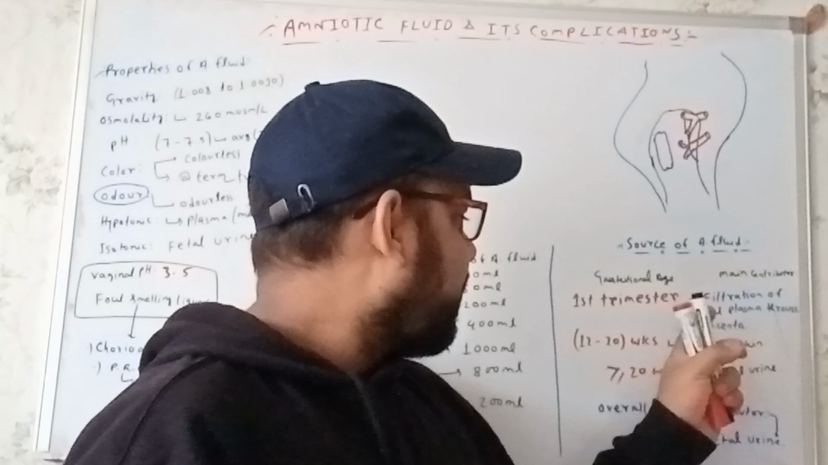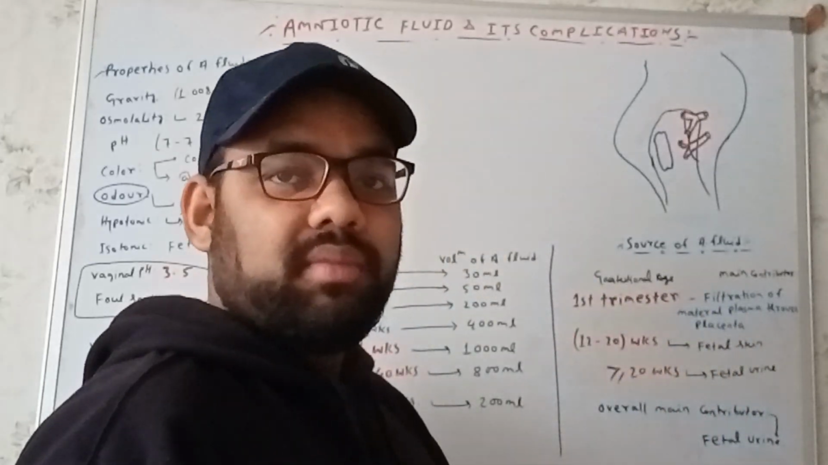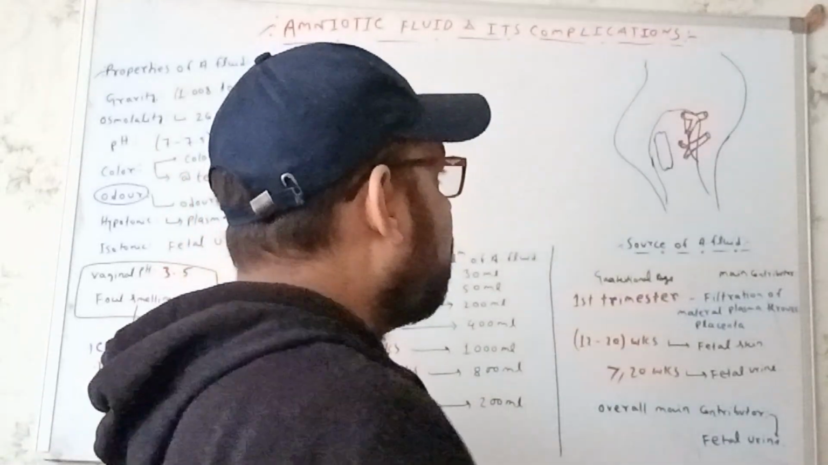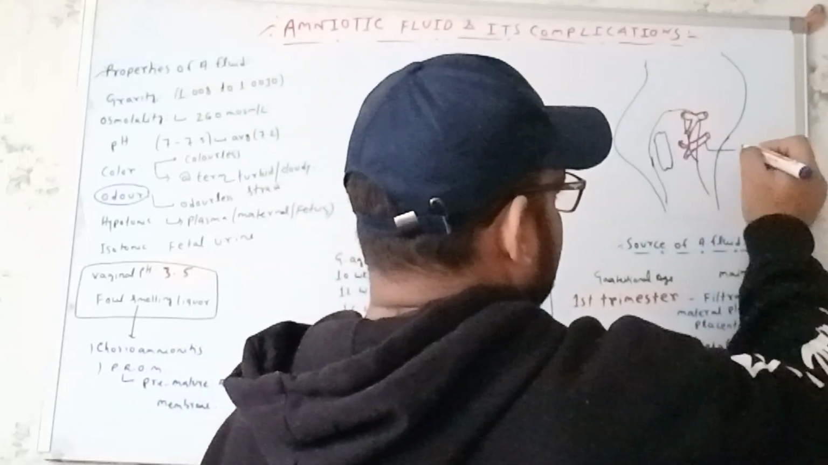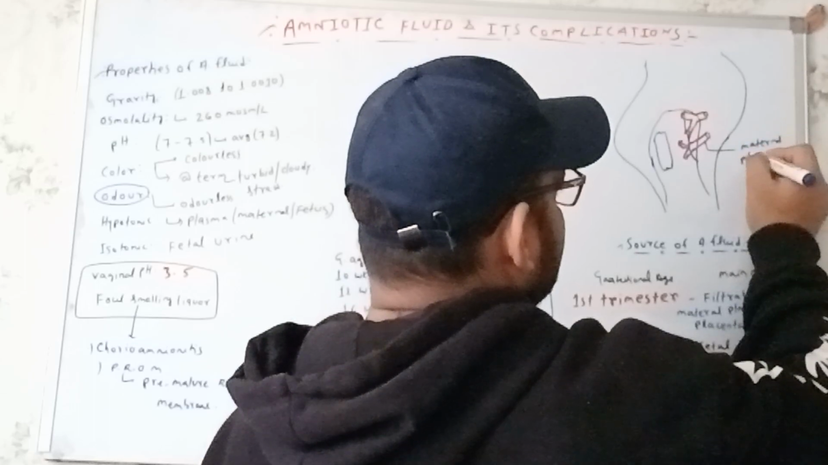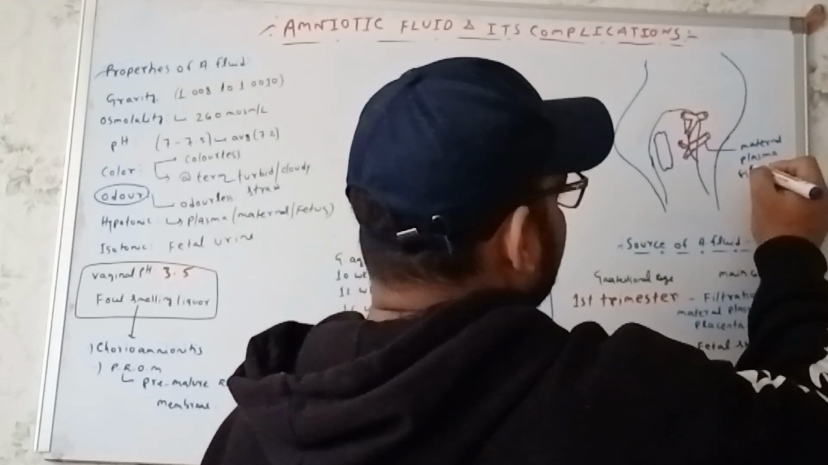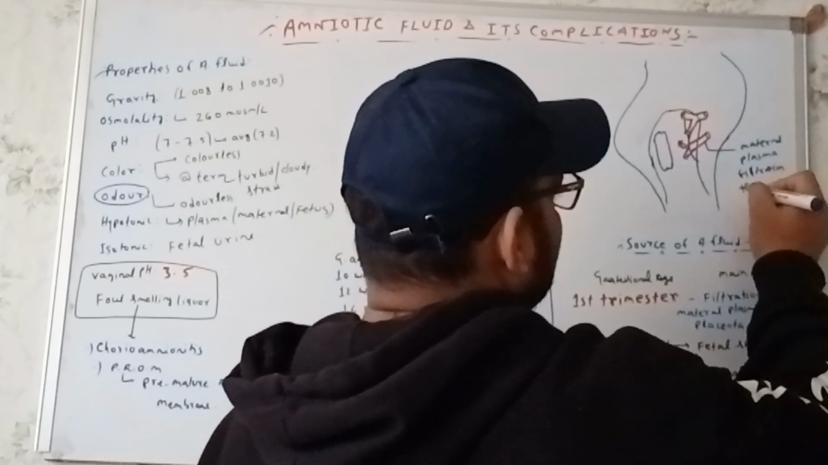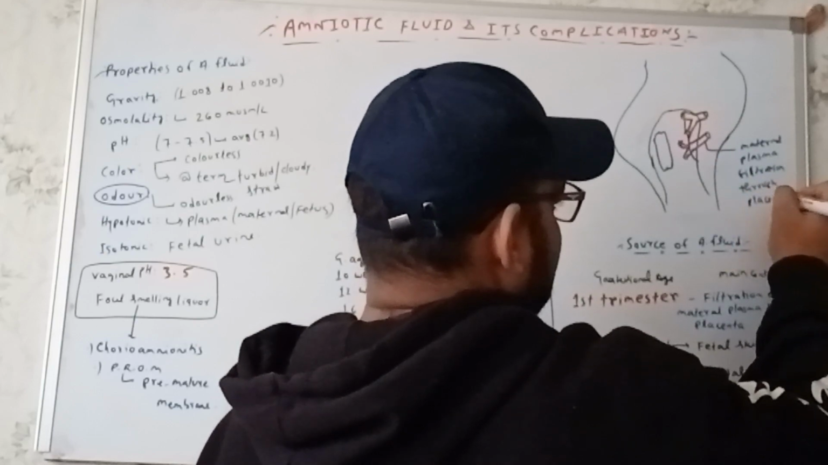So we can write it over here that in the first trimester, the amniotic fluid will be from the filtration of maternal plasma through the placenta. So we can write it over here: in the first trimester, maternal plasma filtration through placenta.